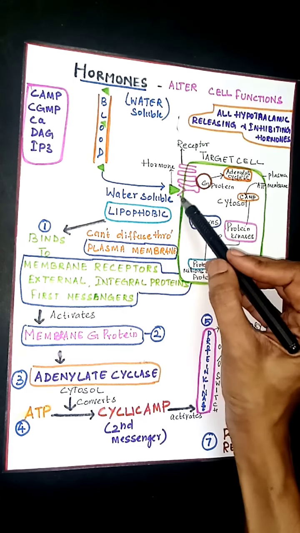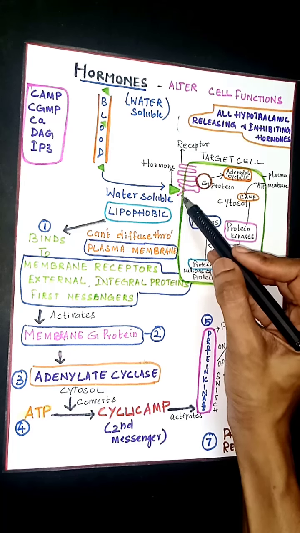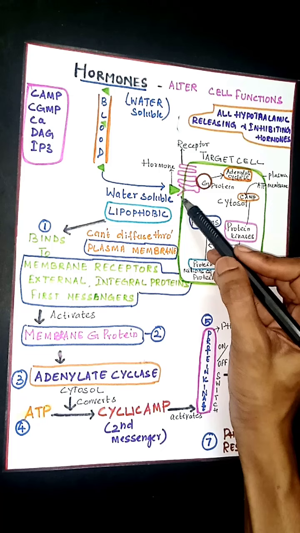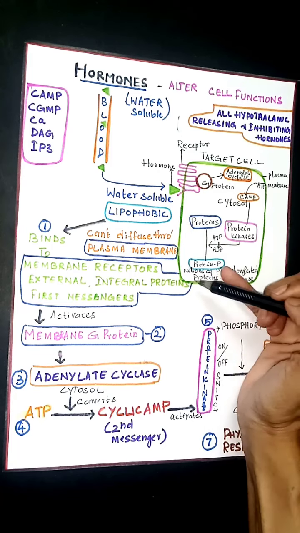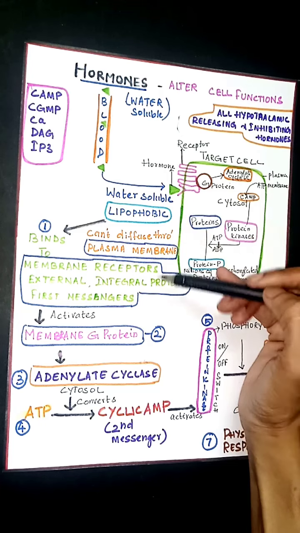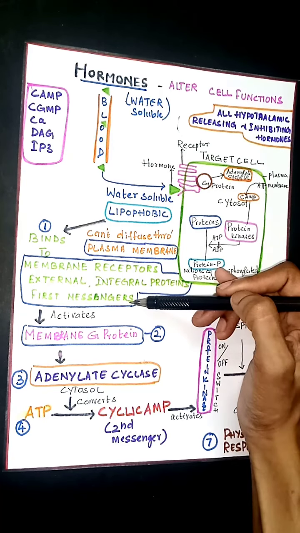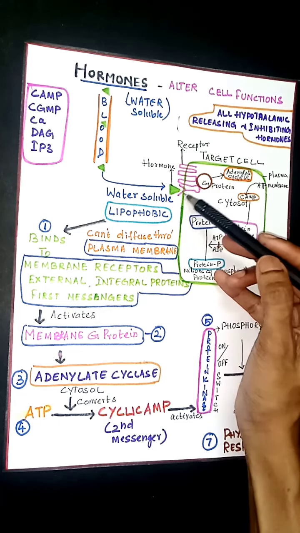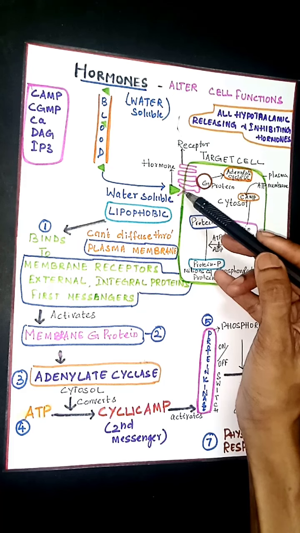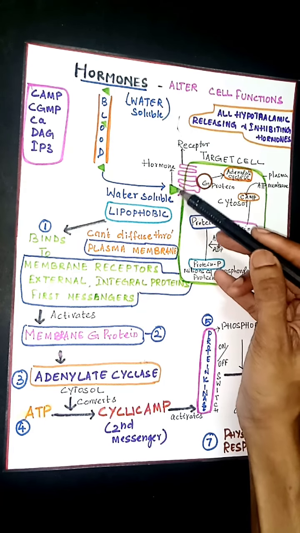So they are called external receptors, or you can say membrane receptors, because they are present in the plasma membrane. And what are these receptors? They are the integral proteins present in the plasma membrane. So you can call these receptors membrane receptors, external receptors, or integral proteins of the plasma membrane. And these are the first messengers. Once the hormone binds to the membrane receptors, the receptors get activated and receive the message. So these are the first messengers.